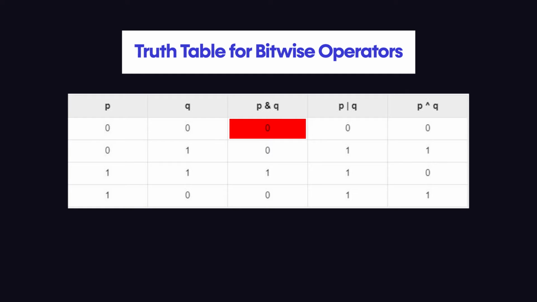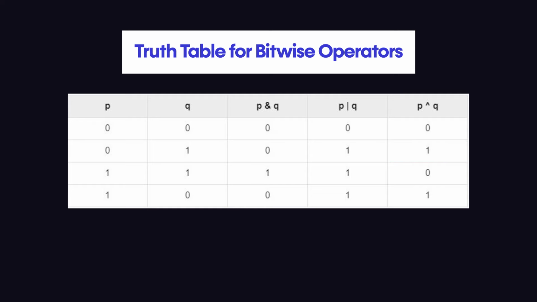AND operator only turns on when both of the operands are on. Then P | Q is P or Q. Now this operator returns true if any one of the operands is true. Then you have this P ^ Q. Now this is known as the XOR operator. It returns true only when both of the operands are in opposite states.